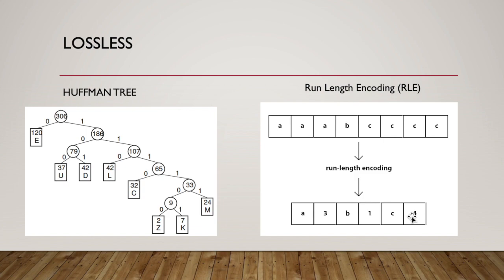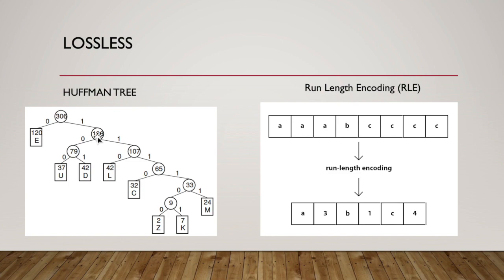This is lossless. We can get back that original data. Obviously, for this to be useful, you have to have a lot of repeating values. Otherwise, you can actually make the thing bigger, because this B actually became 2 instead of 1.